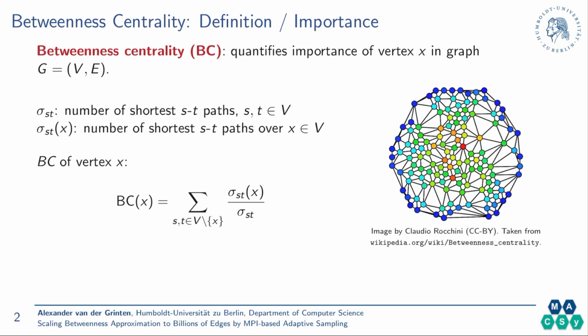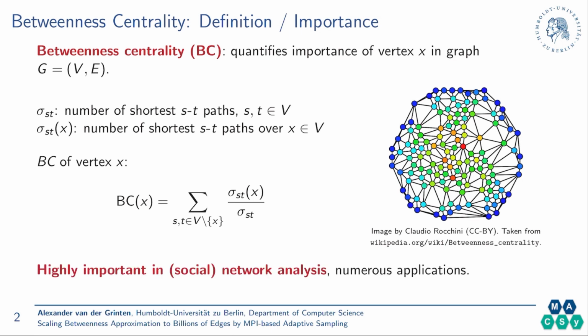Here, red vertices have high betweenness values, while the blue vertices have the lowest betweenness values. Betweenness is highly important in the analysis of social networks, but also in the analysis of other types of networks, such as technical networks or biological networks.